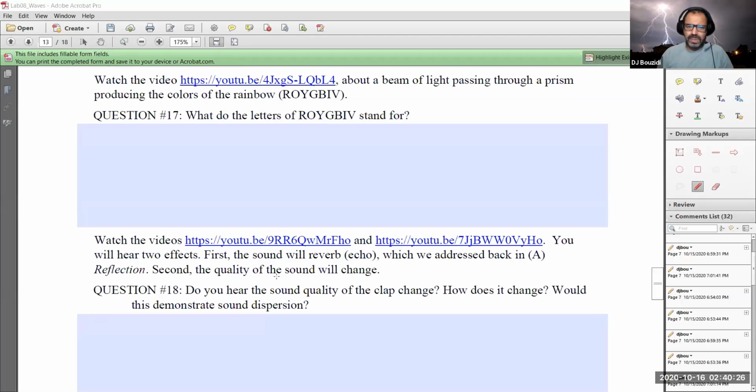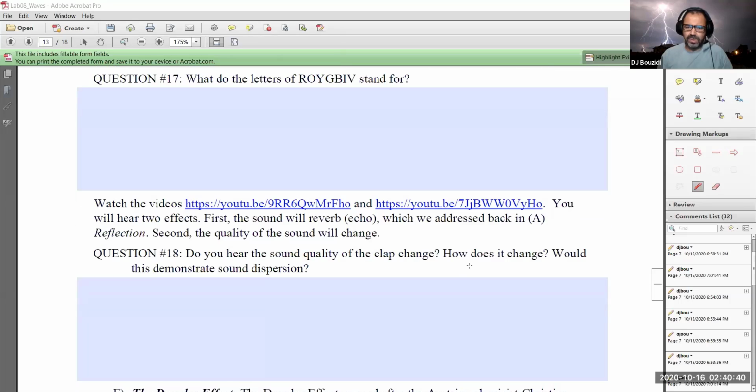So again, in this case, there is the echo, okay? And do you hear the sound quality? In this case, you're going to hear the quality of the sound change. So you need to really pay attention to the echo and how it forms, okay?